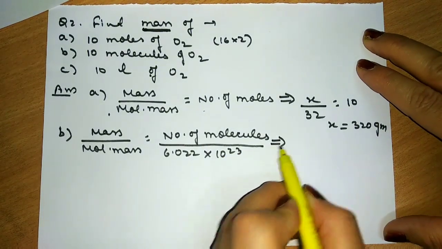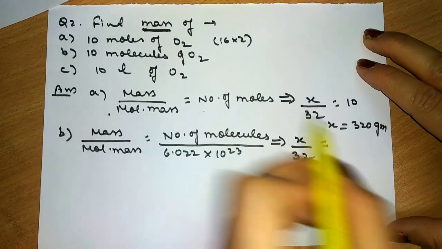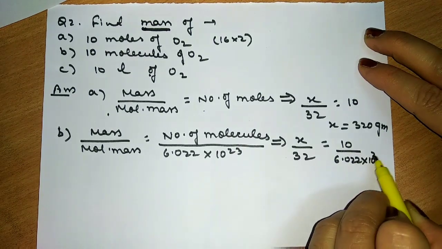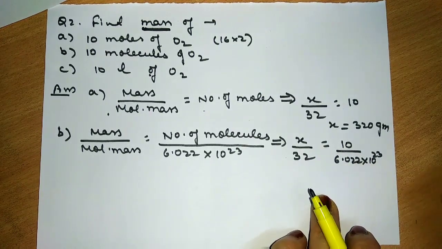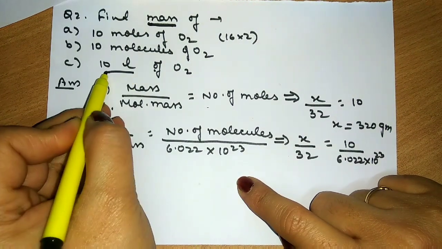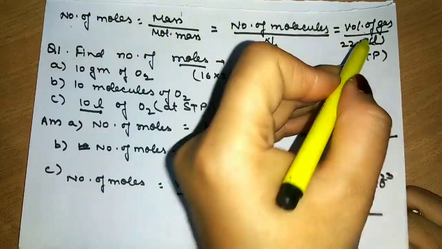What do I get? I'll take mass as x, molar mass I know, number of molecules given divided by Na. So you can solve this, I think you can easily solve it, even 9th class students. So let us move further, and now this time I have volume and mass. So now you have understood mass and volume.